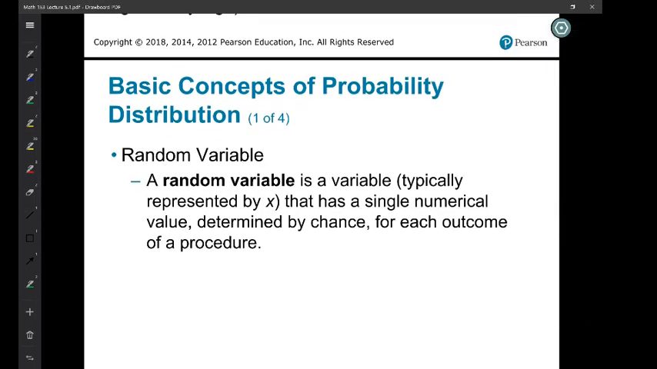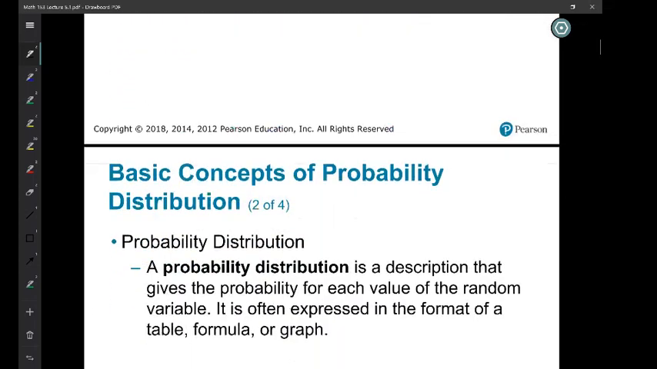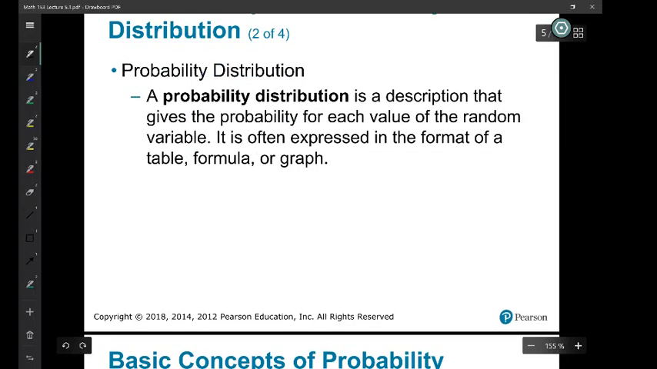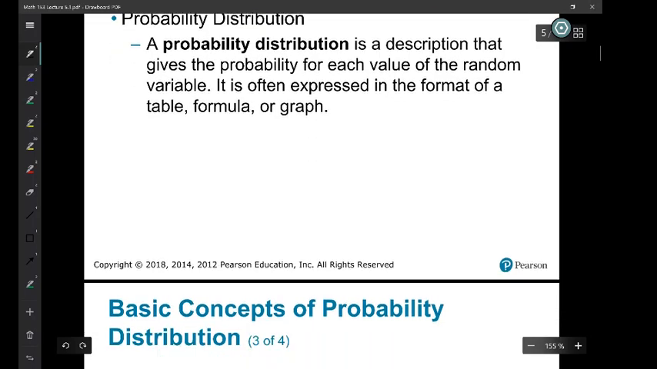Basic concepts of probability distributions. The random variable. A random variable is a variable, typically represented by x, that has a single numerical value determined by chance for each outcome of a procedure. A probability distribution is a description that gives the probability for each value of the random variable, and we often express it as a graph or a formula, sometimes a table.